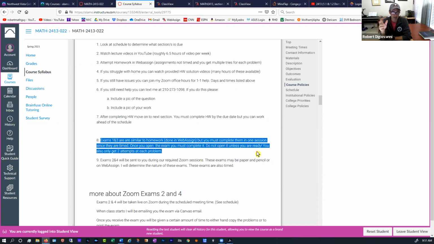And then you take them. The thing about exams is you only get 2 attempts for each problem. So it's not like the homework where you can just keep trying it over and over and over. So you only get 2 attempts and that's it.